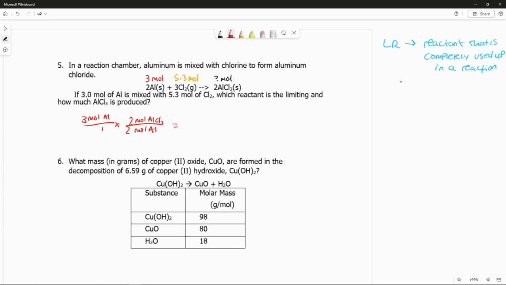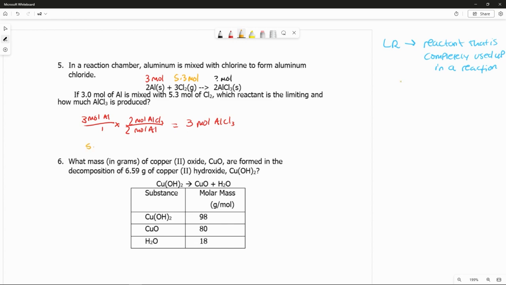All right, and now our units for mole Al cancel, and we're left with moles of AlCl3. So 3 times 2 is 6, divided by 2 is 3. So we have 3 moles AlCl3. And now let's calculate the scenario where we start with chlorine.